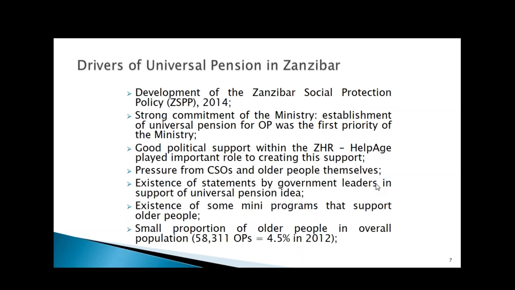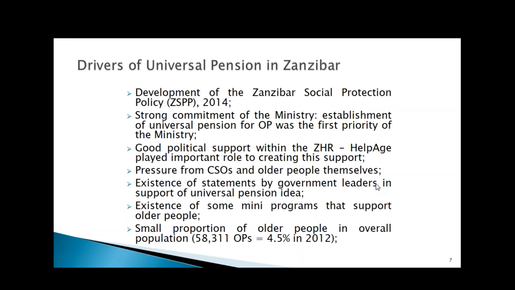Also these organizations, together with older people, were creating the demand from every angle, from the grassroots level, from a very low level of governance. It means people were talking to their political leaders in their respective areas, telling them that it is now the time we need to implement this, because older people in Zanzibar were living in really critical conditions in terms of income insecurity.